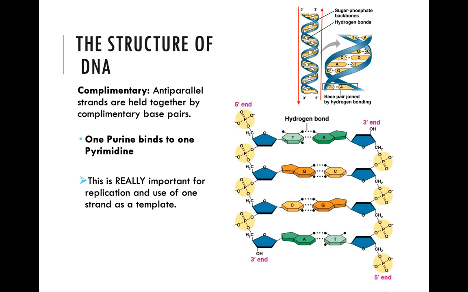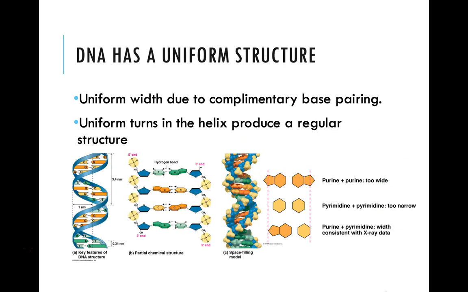The other thing is that because a particular purine always binds with a specific pyrimidine, you now have the ability to use one strand as a template for the other. So complementary base pairing means that the same base pairs always pair up. Adenine always binds with thymine, and guanine always binds with cytosine. So that complementary base pairing is important as a template, but it also allows for uniform width all the way across the molecule, as well as uniform turns.